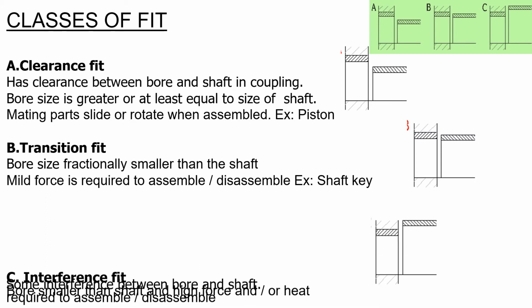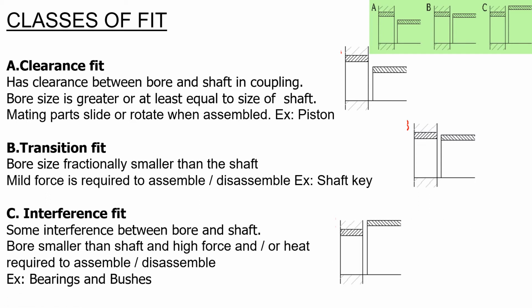C is interference fit. Bore is smaller than the shaft. It creates some interference between bore and shaft. High force is required to assemble or disassemble the bearing. Sometimes heat is used to expand the bearing to fit it on the shaft. Example, bearings and bushes.